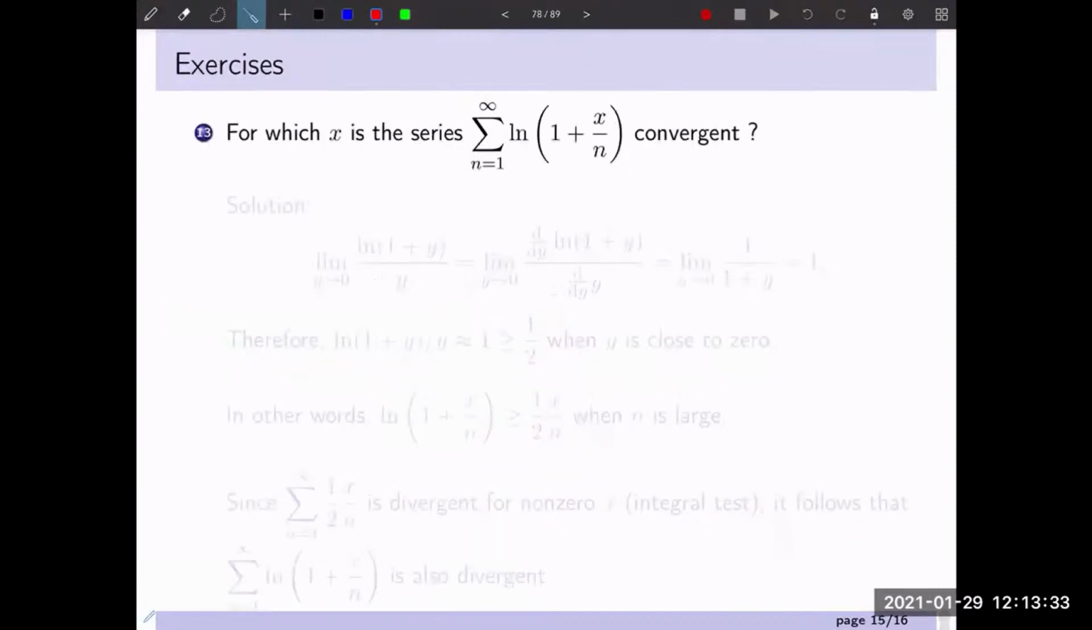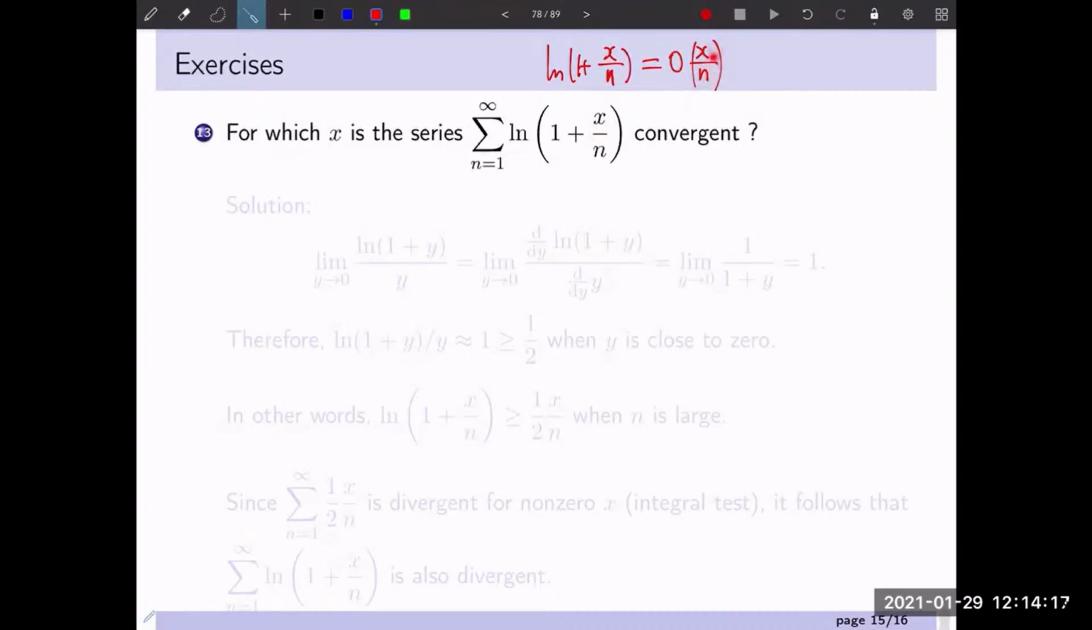So this is a more complicated question. For which x is this series convergent? First, as I mentioned before, this is roughly of order x over n. I have explained this before. So in this question, you should first know that this is roughly this series.